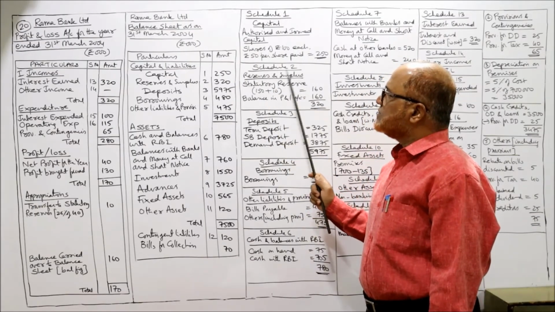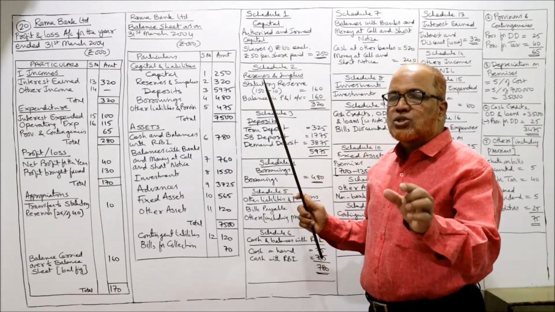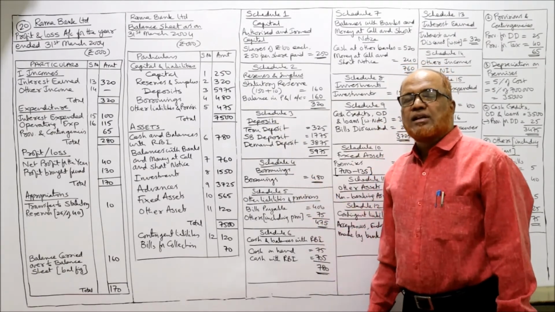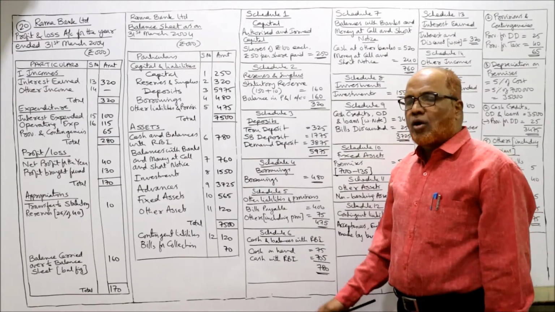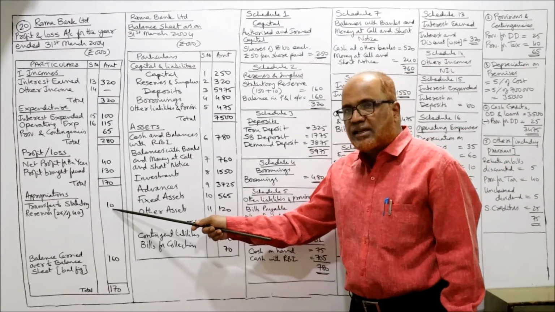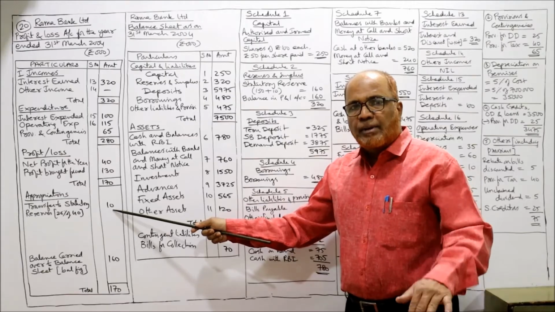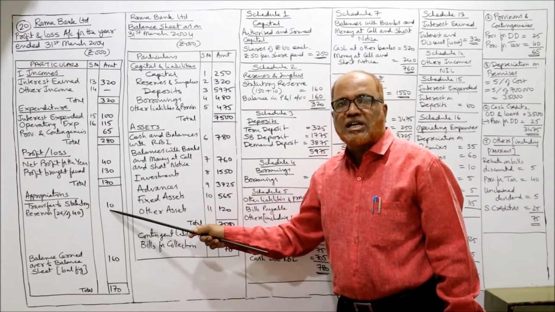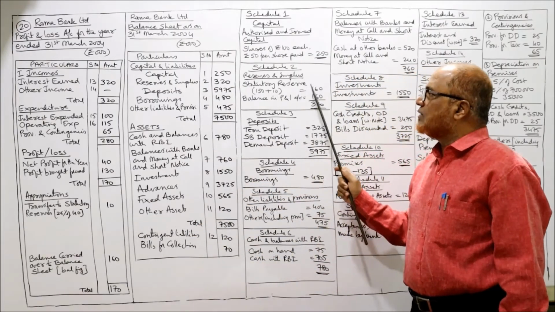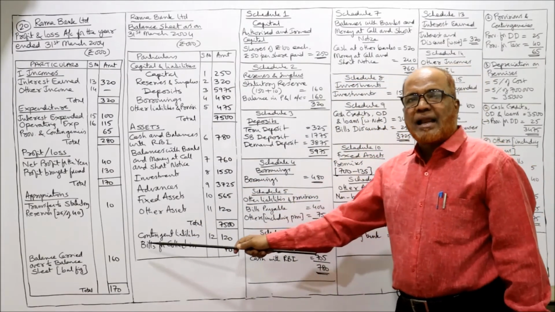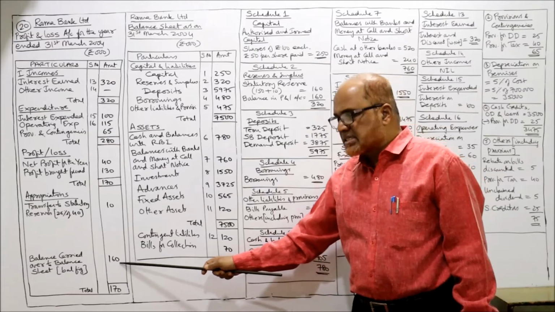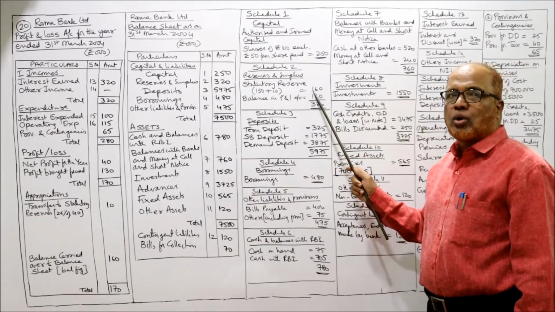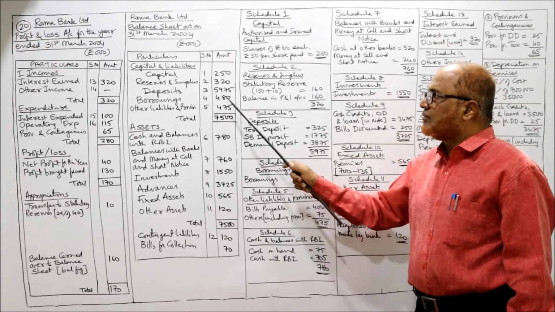Schedule number 2, reserves and surplus. The statutory reserve given in the problem is 150. And how much is transferred during the year? 10. In the trial balance, 150 was given earlier, and during the year we have transferred 10 to statutory reserve. So 150 plus 10, 160. And how much is the balance carried over to the balance sheet? 160. This 160 is the balance in the P&L account. So total reserves and surplus 320. I have taken 320 here.